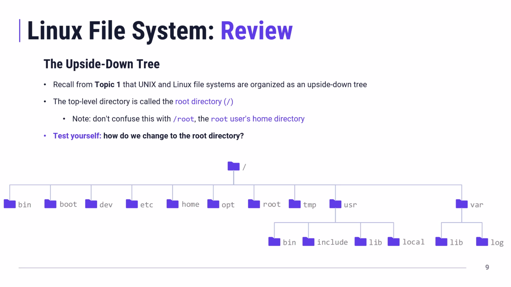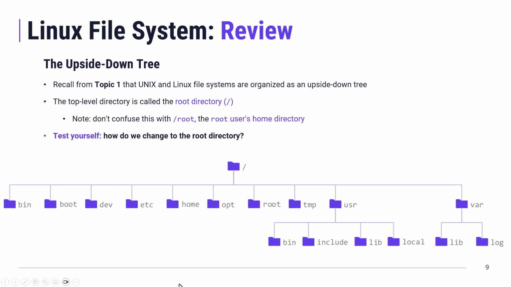All right, we've already looked at this. We saw in topic 1 that the Linux file system is represented as an upside-down tree, which has a single root, and then of course we have multiple levels descending from that. So the top level directory is called the root directory, not to be confused with /root. This directory here is the root user's home directory. When we talk about the root directory, we're talking about the top level, the root of the tree.